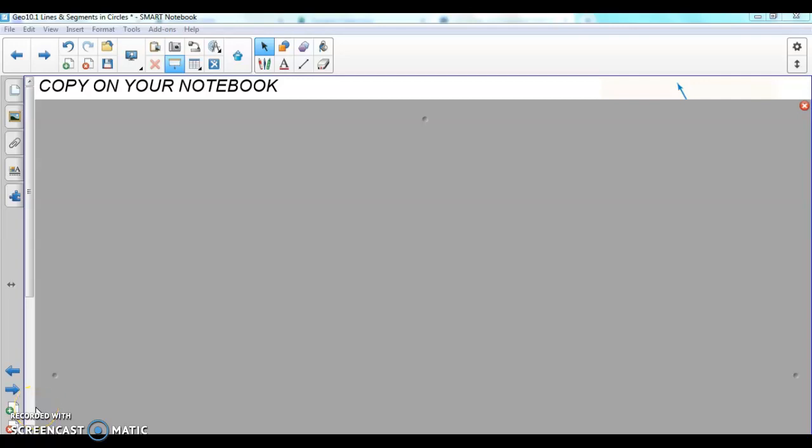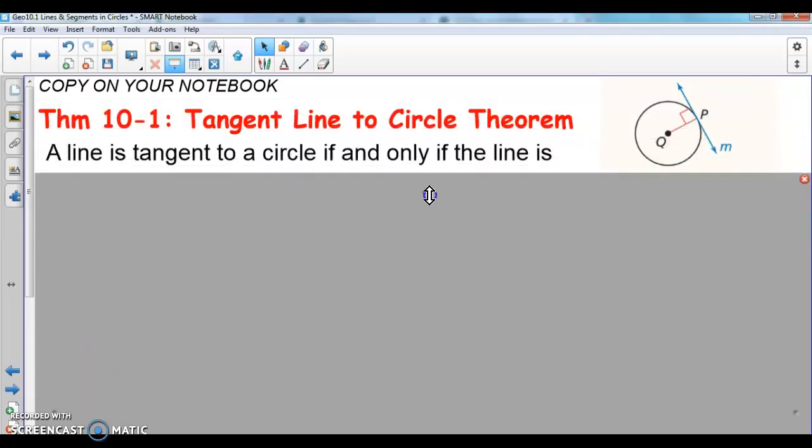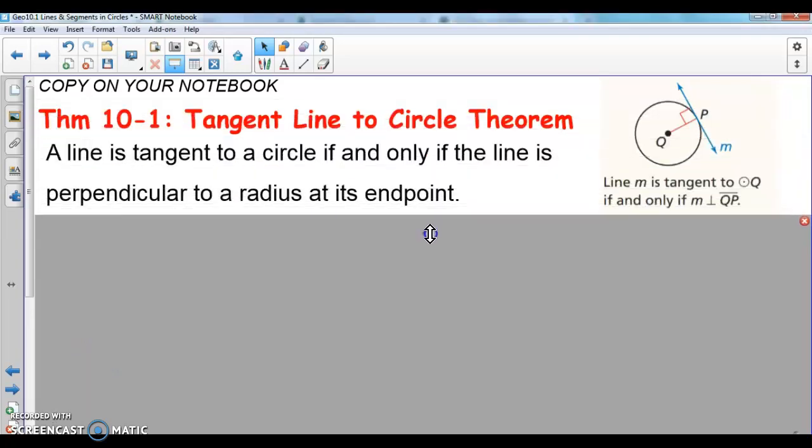In this video, we will discuss two important theorems that describe how lines and segments intersect circles. I strongly advise that you copy the two theorems in your notebook. The first one is called the tangent line to circle theorem.